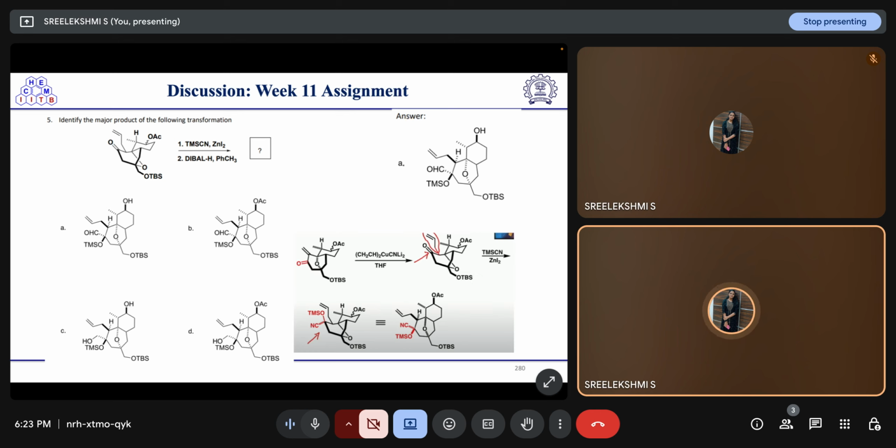So here, what is happening? With the TMS and zinc iodide, a 1,2-addition is taking place. So this will be converted into OTMS, and the cyanide will attack that center to form this intermediate, which can be written in this form as well. Then, in the presence of DIBAL-H, the reduction of the CN will take place, and the CN will be converted into the corresponding CHO. So the correct answer would be option A. Here the reduction is being stopped at the aldehyde stage by DIBAL-H.